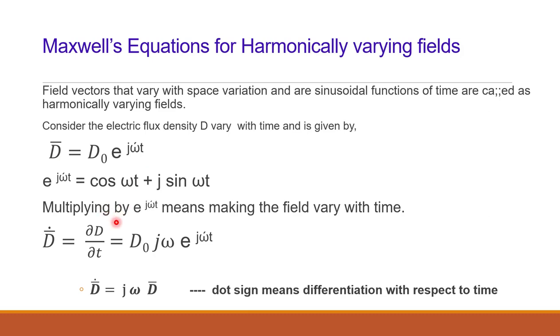Multiplying by j omega t means making the field vary with time. If I take the derivative of D bar, it becomes D bar dot, which is equal to dou D by dou t. Differentiating D naught e raised to j omega t gives D naught j omega into e raised to j omega t, since differentiation of e raised to j omega t is e raised to j omega t into j omega. Again we obtain the same term, D naught into e raised to j omega t, which is nothing but D. Therefore D bar dot is equal to j omega into D.